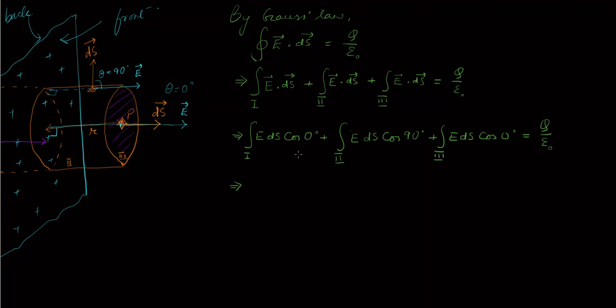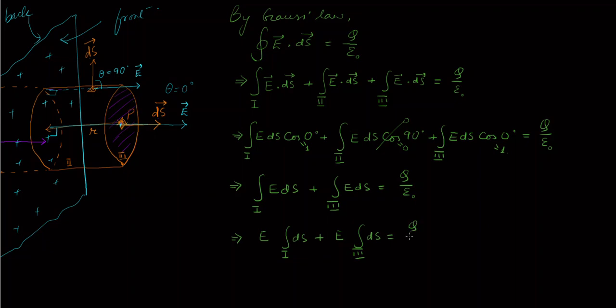Okay, so obviously this will be 0, right? Why? Since cos of 90 degree is 0. Here cos of 0 is 1, cos of 0 is 1. So you will have only region 1 E ds plus region 3 E ds equal to q by epsilon naught. E, I can take it out. Region 1 integral of ds plus here also E, region 3 integral of ds is equal to q by epsilon naught.